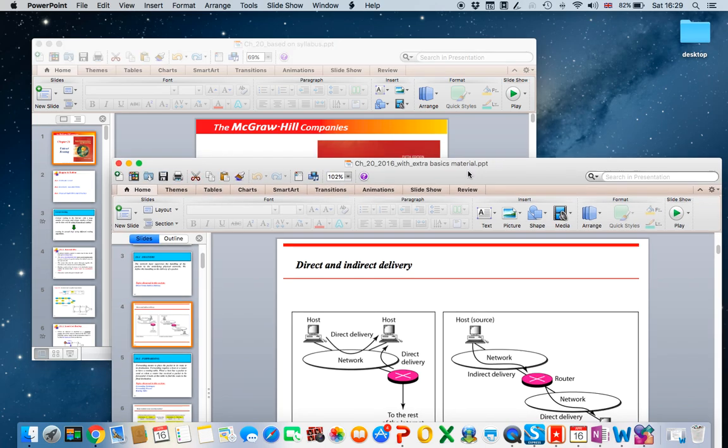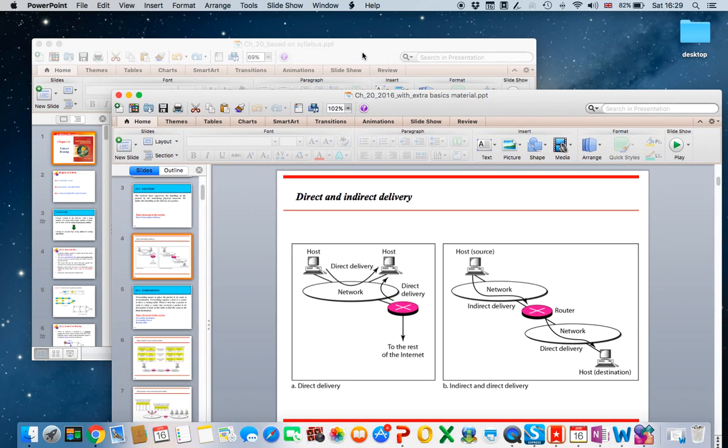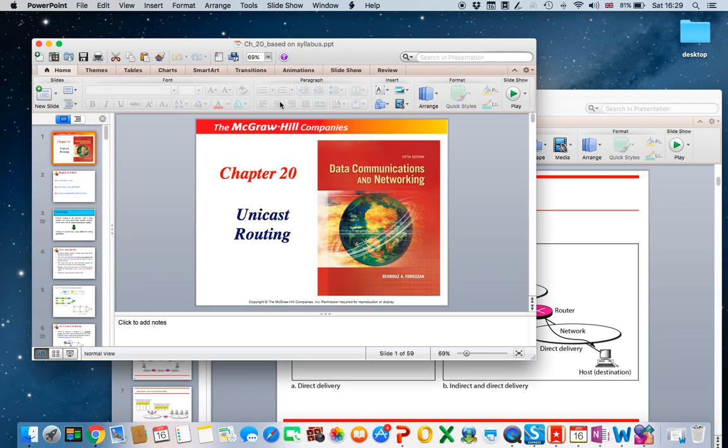Before we begin with the chapter, I want to highlight some important points about the slides that I have uploaded on Blackboard. We have two sets of slides. There is Chapter 20, 2016 with extra basics material. In this you will find some additional slides. These are the slides we took in class, and they explain to you about direct delivery, indirect delivery, hierarchical routing, how to make routing tables, things like that. Basic material which I feel is necessary for you to understand the topic.